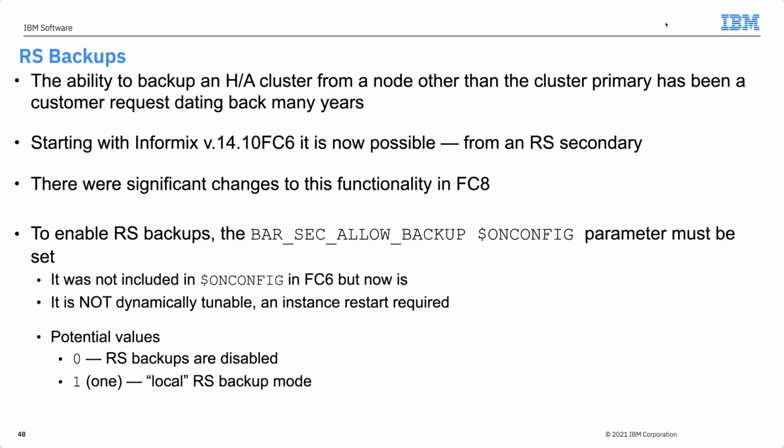Backup from RS secondary. I think this is one thing that Scott didn't cover, so I'll spend a little bit more time on this. The ability to back up from a secondary in an HA cluster is something that customers have been asking for years. And in FC6, we finally gave you the ability to do that from an RS secondary. Now, the functionality that was introduced in FC6 was radically changed in FC8. And so what I'm going to do is talk about what's available in FC8, but give you a little bit of a flavor for what happened in FC6.